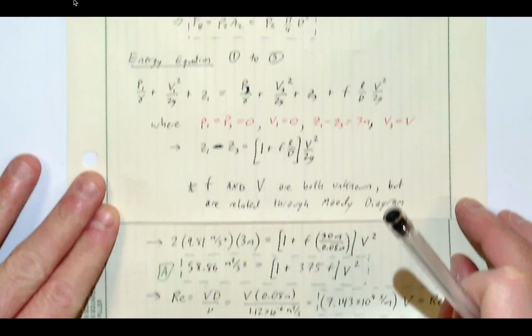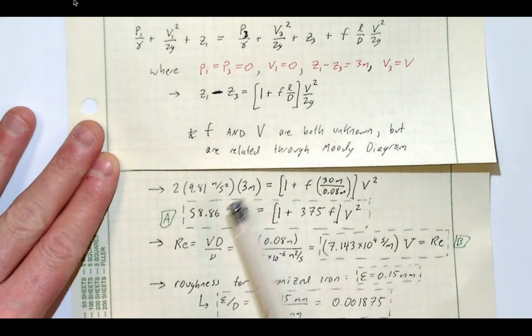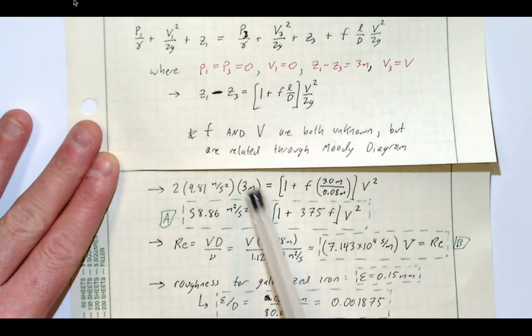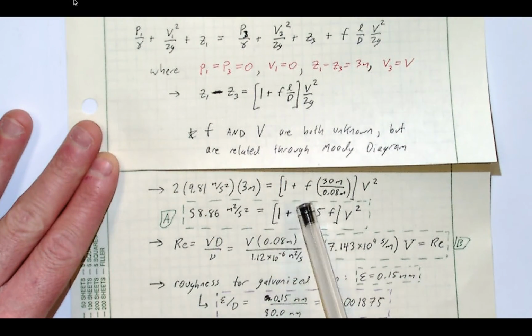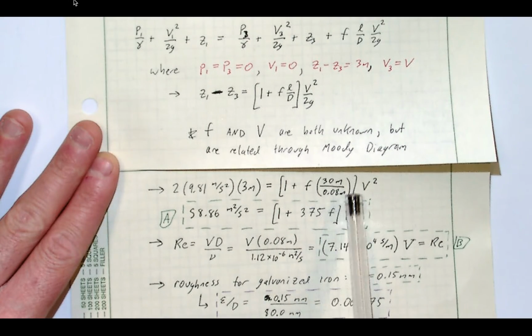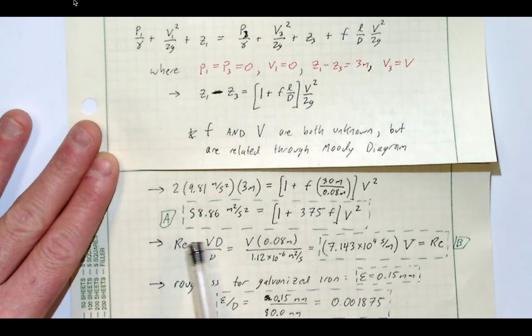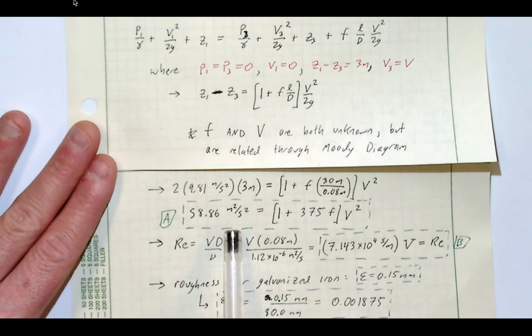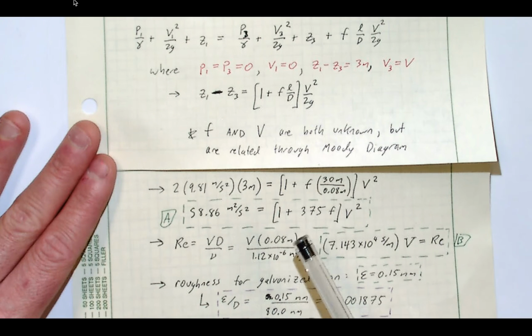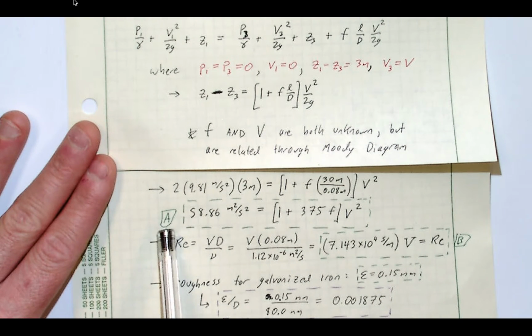Okay. So if we then pull the 2g factor over to the left side and multiply it by the 3 meters, and then plug everything in, the length and the diameter, we can then get a relationship between f and v squared. An equation, everything is known except f and v, right? And then we'll call this equation A.